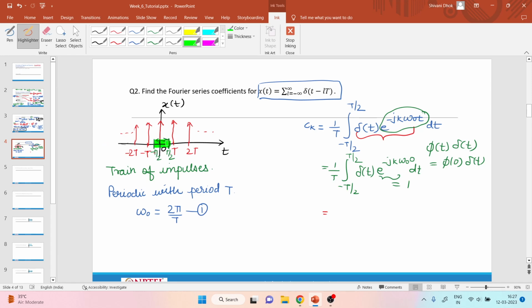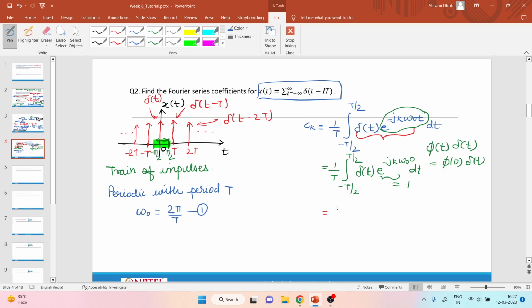I am considering this interval now. In this interval, my x of t is just delta t. The remaining ones are delta t minus capital T, delta t minus 2T. So the remaining are not considered. They are not a part of this interval. Okay, madam. Got it.